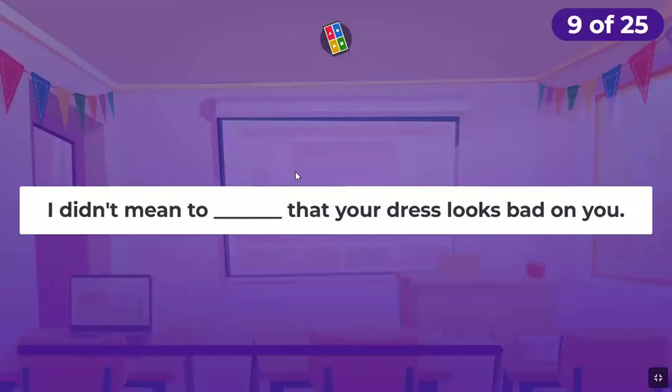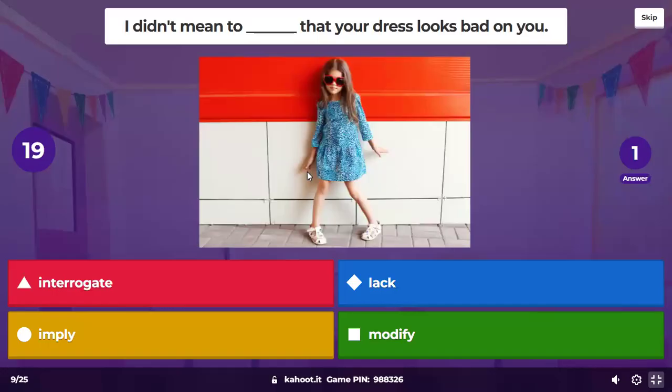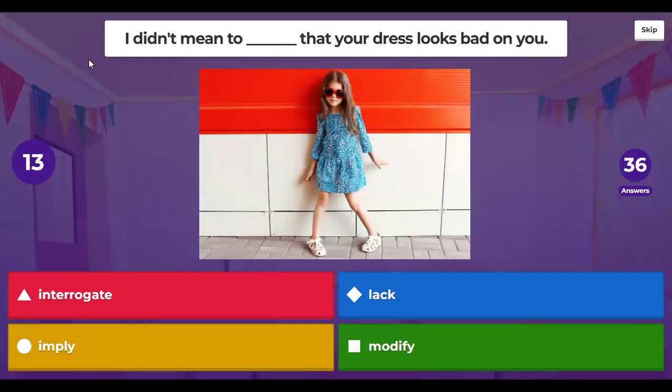I didn't mean to blank that your dress looked bad on you.